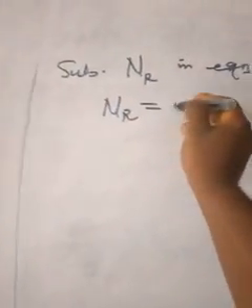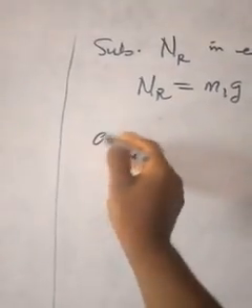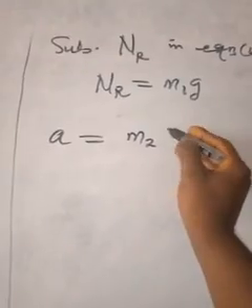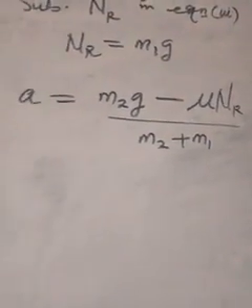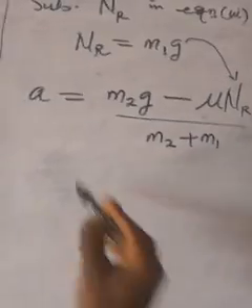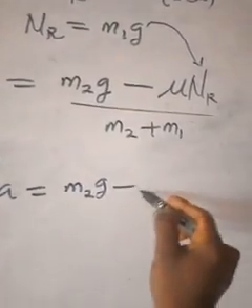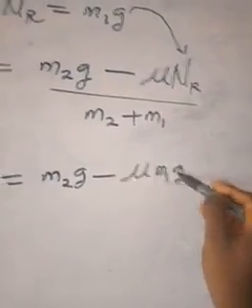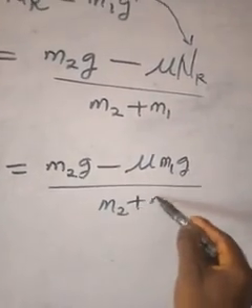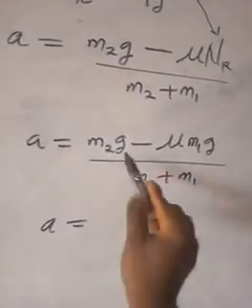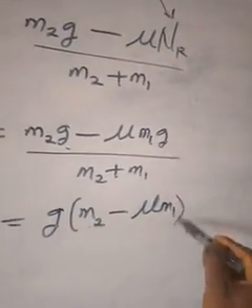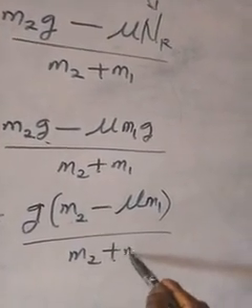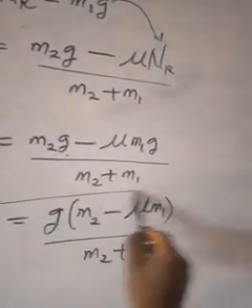Normal reaction is equal to m1g, and equation 3 is acceleration equals m2g minus coefficient of static friction multiplied by normal reaction over m2 plus m1. Now let's substitute this into this formula. Acceleration will now be m2g minus coefficient of static friction times m1g divided by m2 plus m1. If you look at the numerator of the equation, g is common. We can factorize g. That will be g times m2 minus coefficient of static friction multiplied by m1 over m2 plus m1. This is equation 4.